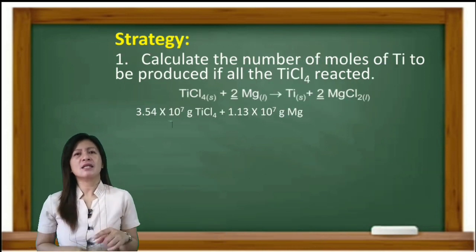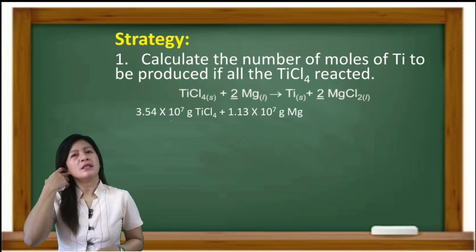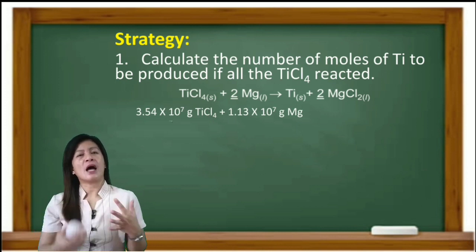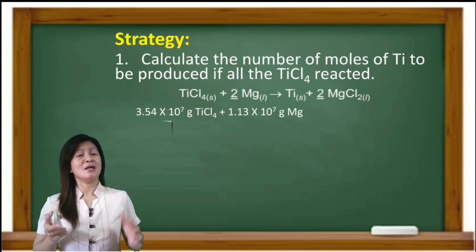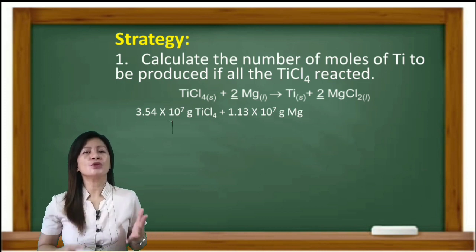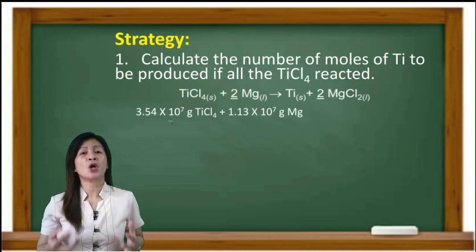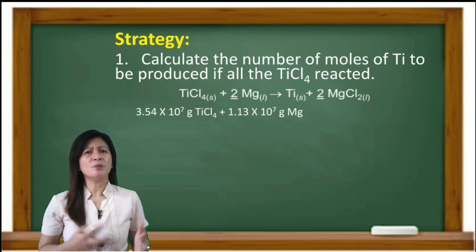Number 1, let's calculate the number of moles of titanium to be produced if all the available titanium chloride reacted. In this case, we need to determine first the limiting reagent, because the limiting reagent is the one that controls or determines the amount of desired product formed. So let's calculate the amount of titanium to be produced.